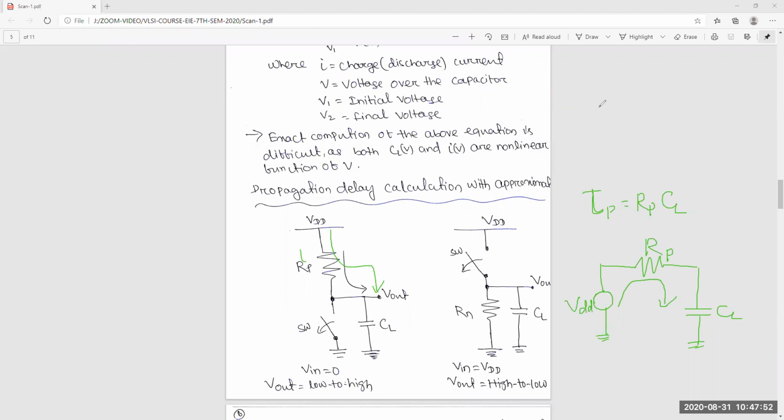Okay, the charging behavior, how will it charge? It will get charged 63.3%. Suppose this is at 5 tau, this is your VDD; at 5 tau it will be constant. Okay, this is the time. So this will charge, but actually we need that 50% of VDD.